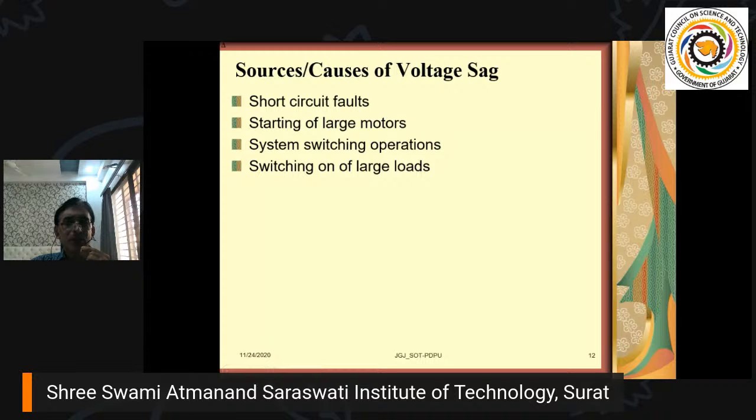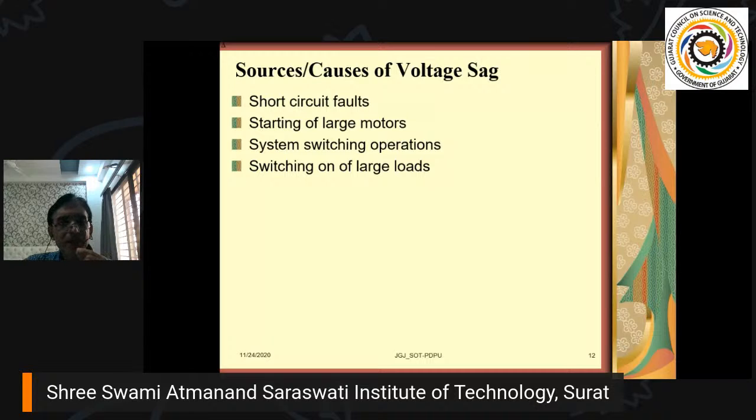So what are the different types of faults? You know that symmetrical and unsymmetrical faults. Which are the symmetrical faults? Triple line and triple line to ground, then line to ground, double line to ground, and double line. The total number of faults occurring in the power system, excluding the open fault, is 11. 11 types of faults may occur in the power system.